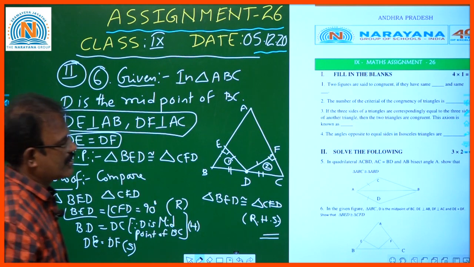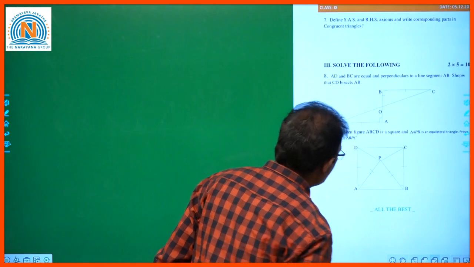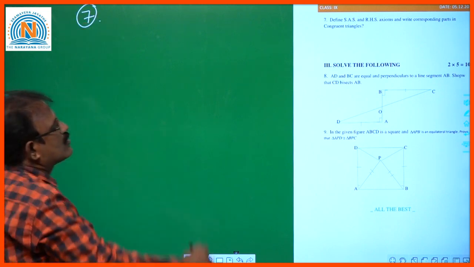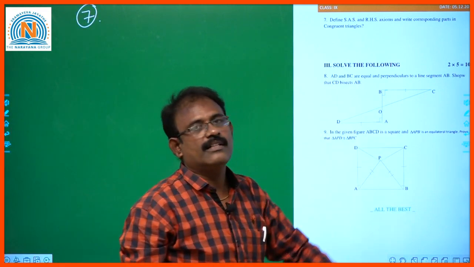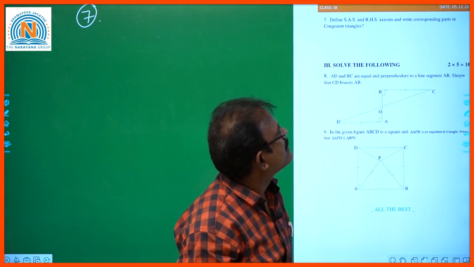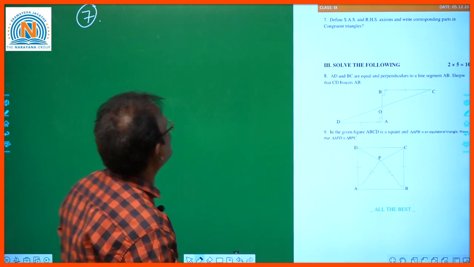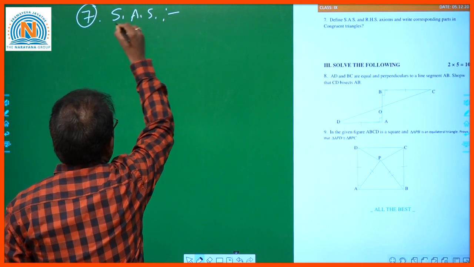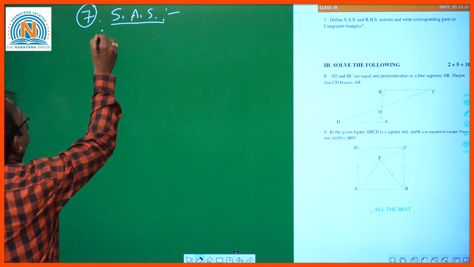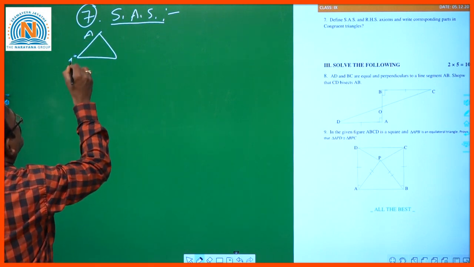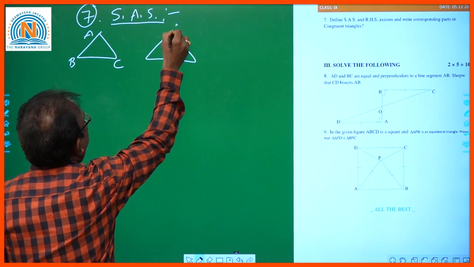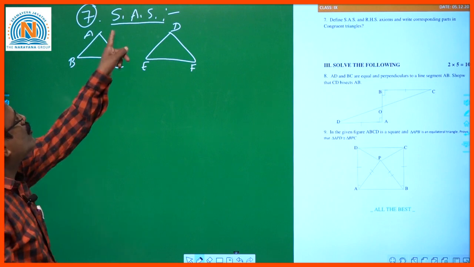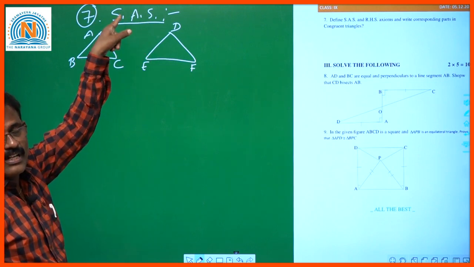Okay. So our next question. Question number 7. What is question number 7, children? Define SAS and RHS axioms and write corresponding parts in congruent triangles. Okay. SAS axiom. For example, take triangles ABC, DEF. Okay. So two sides, yes, middle one is angle.